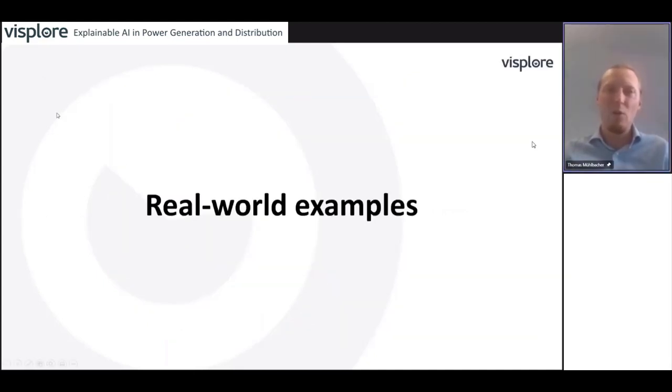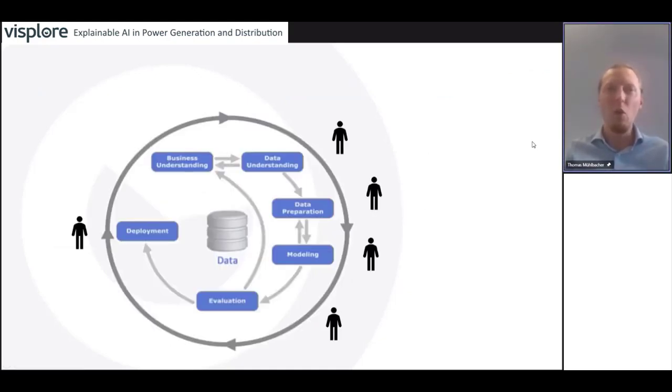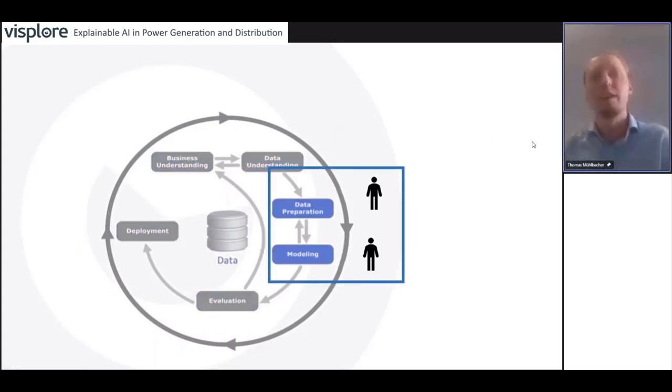All right, and now let me illustrate this with some real-world examples and live demonstrations. All of the examples here are about human involvement in different steps of an explainable AI project. And the first example that I'm showing is about human-driven data preparation and modeling.